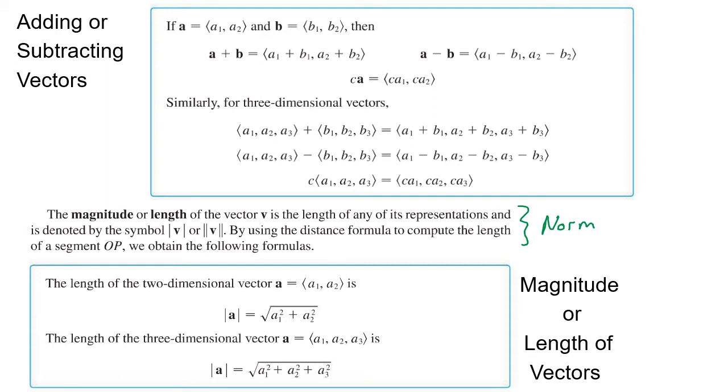So if you ever see the norm of a vector, that would be the length or the magnitude. And all we have to do is use the distance formula that we looked at in a previous section to figure out the magnitude or the length. And so the distance formula would be with the second point being at 0, 0, 0.